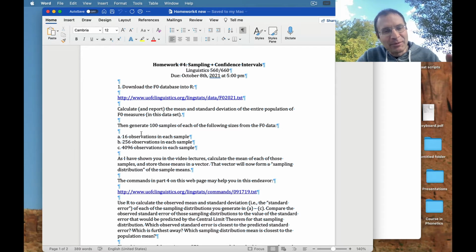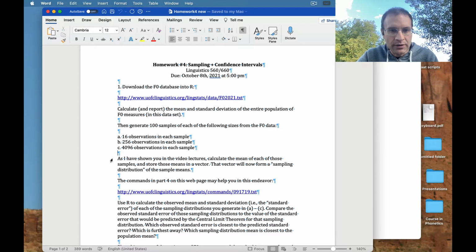Anyways, the point is that people often get confused about what exactly this entails. When I say 100 samples of each of the following sizes, that means there's 100 samples here, there's 100 samples here, and there's 100 samples here. So there's 300 samples total, but each set of 100 has a different number of observations in each sample. For this one, sample 1 has 16 observations, then sample 2 has 16 observations, and so forth. Likewise, in this one, sample 1 has 256 observations, sample 2 has 256 observations, and so forth. Okay, so we wind up with 3 sets of 100 samples each, and then within each sample, there's a different number of observations.